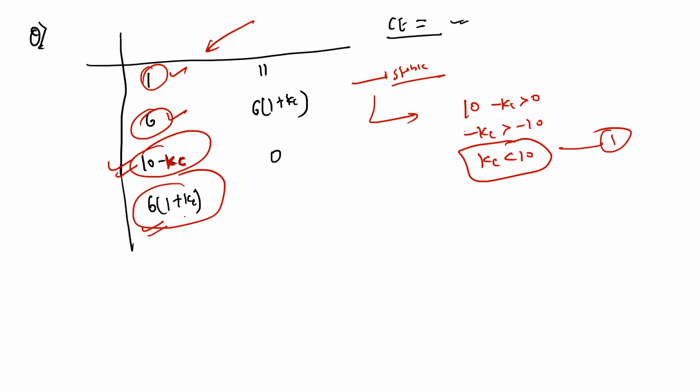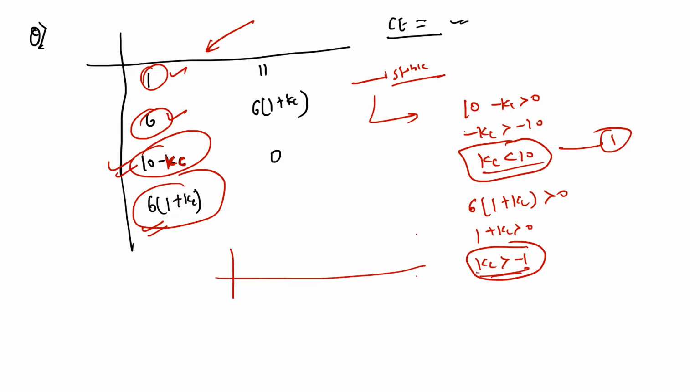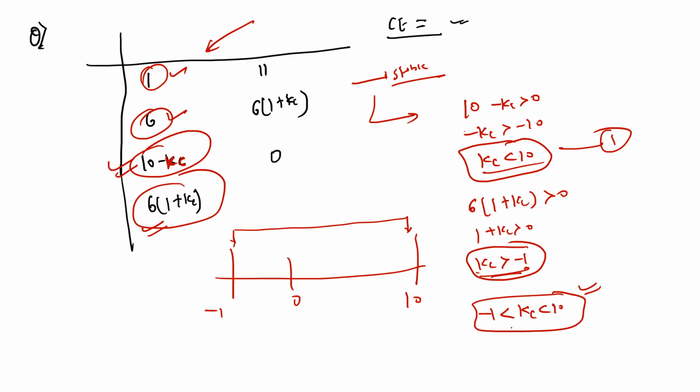Now this coefficient has to be positive also. So I can write 6 into 1 plus Kc should be greater than 0. So 1 plus Kc should be greater than 0, and Kc should be greater than minus 1. So Kc should be less than 10 and greater than minus 1. On the number line, here is 10, here 0, and here minus 1. So the value of Kc should lie in between, then this particular system will be stable. This range will give you the stability of the system. If we substitute any value of Kc between minus 1 and 10, then this system will be stable. So sometimes they will ask you to calculate the range of Kc for which the closed loop response will be stable, right? So this is the way that we can solve this kind of problem.